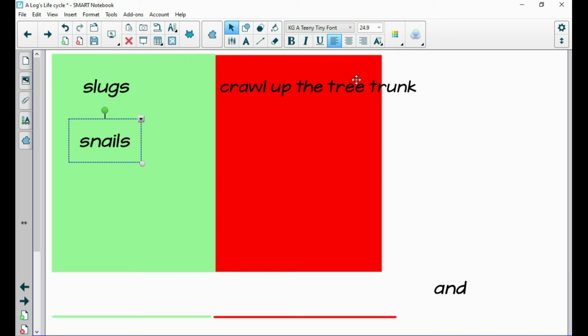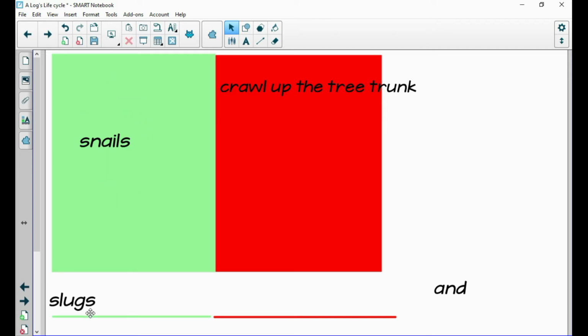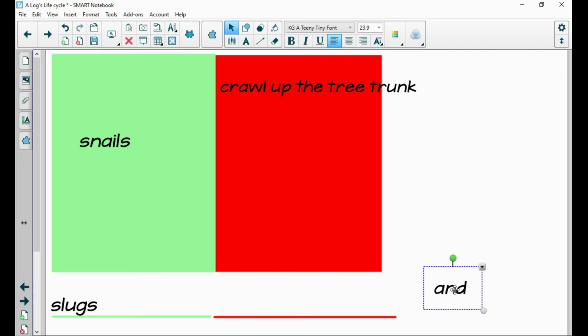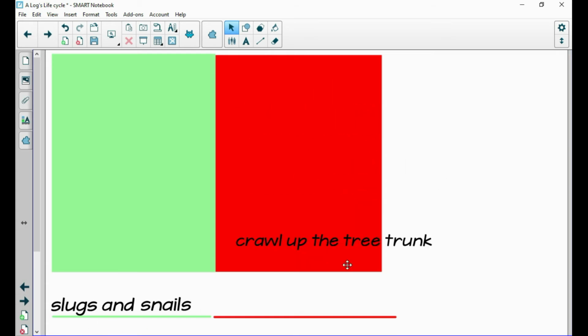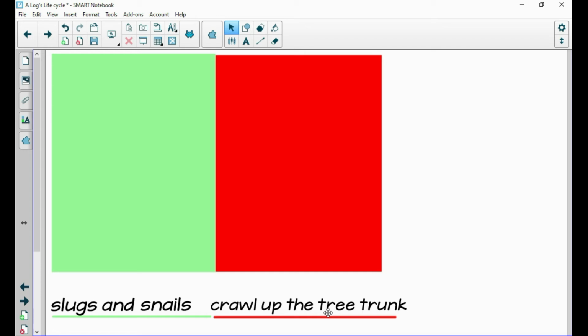Now, I want to link my subjects together so that I can make just one subject, because this predicate is telling me about both of these subjects, okay? So I'm going to pull down slugs, and that's where this word and is going to come in handy. That's one of our sight words, right? And is a good linking word, so I'm going to put it right here after slugs, and then I'm going to pull down snails, okay? And now my subject is really two subjects linked together. It's slugs and snails. Read that. Slugs and snails. And now I can take my one predicate and put it down here on my predicate part.